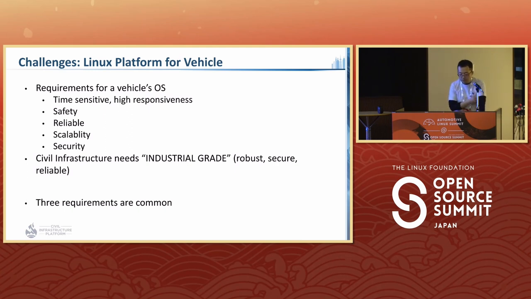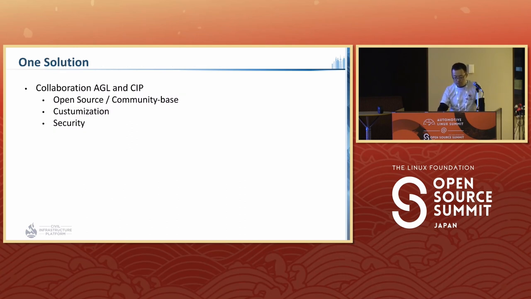There are a lot of requirements here, and to meet them, the in-vehicle software OS needs to have high performance, robust design, and optimization for special hardware configurations. Both AGL and CIP use Linux-based operating systems specifically designed for use in different industries.